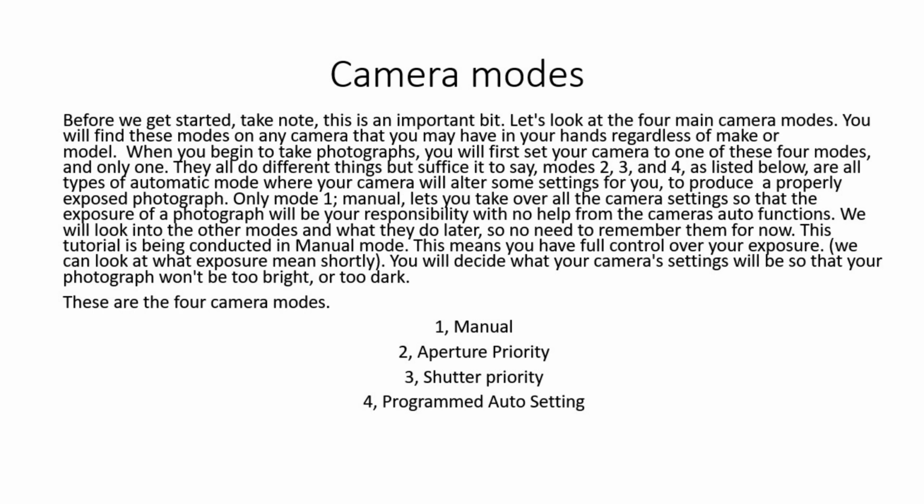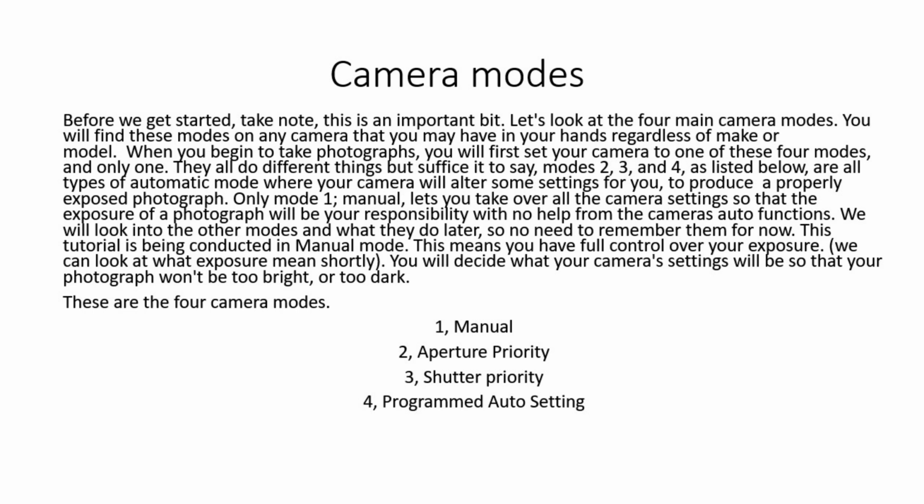Only Mode 1, Manual, lets you take over all the camera settings so that the exposure of a photograph will be your responsibility with no help from the camera's auto functions. We will look into the other modes and what they do later, so no need to remember them for now. This tutorial is being conducted in manual mode. This means you have full control over your exposure. We can look at what exposure means shortly. You will decide what your camera's settings will be so that your photograph won't be too bright or too dark.